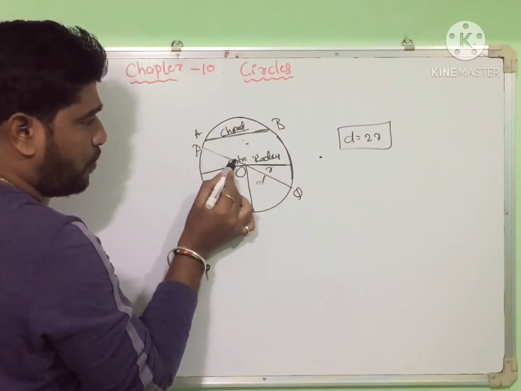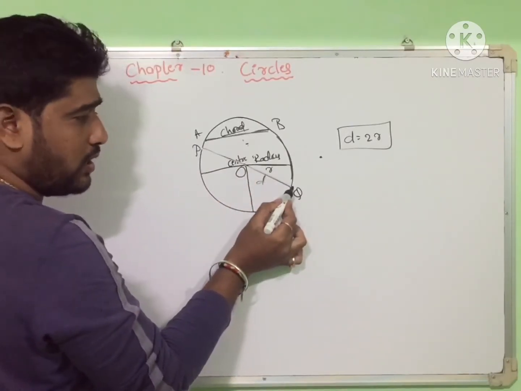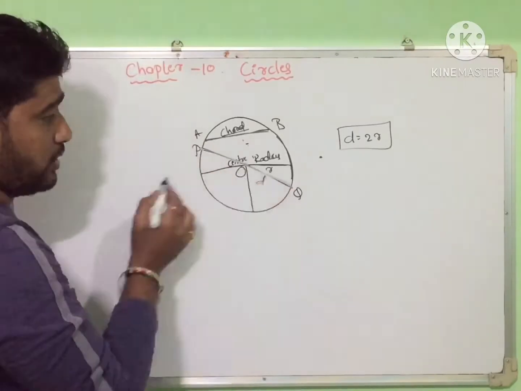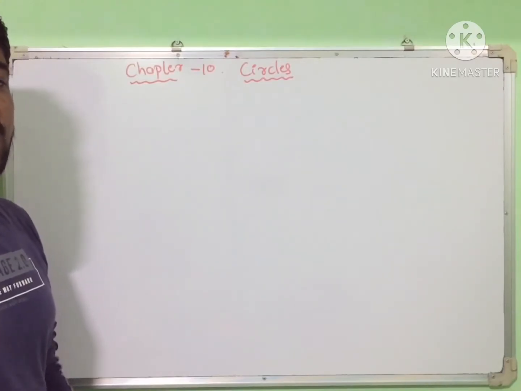Here, see, PO is a radius of the circle and OQ is a radius of the circle. So the sum of these two radii becomes the diameter. Is it clear?